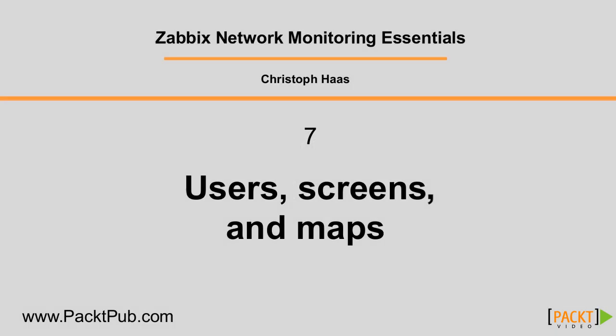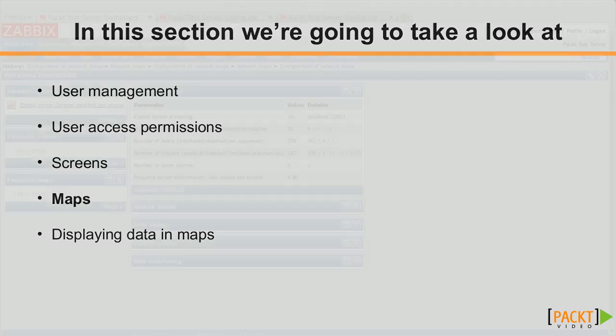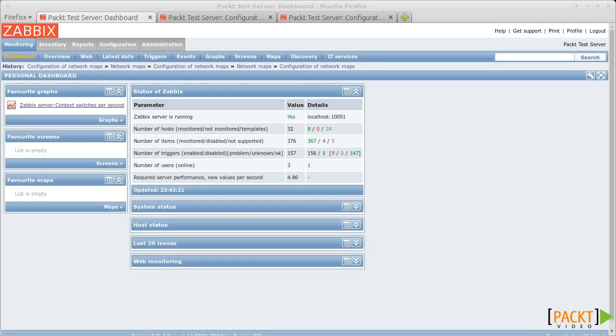In the previous video, we saw how screens can give you a better overview than dashing through the latest data and graphs. You learned how to create your own pages containing graphs and status information about hosts and host groups. But there is another way to visualize the status of your network, and that is using maps. In my opinion, maps are the coolest feature in Zabbix when it comes to getting an overview.